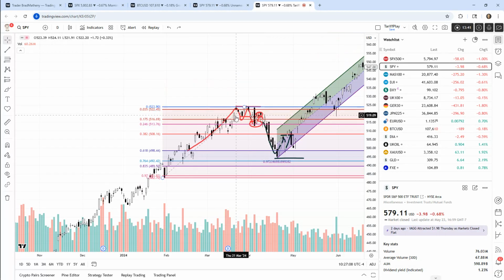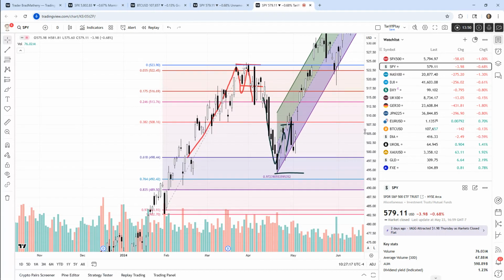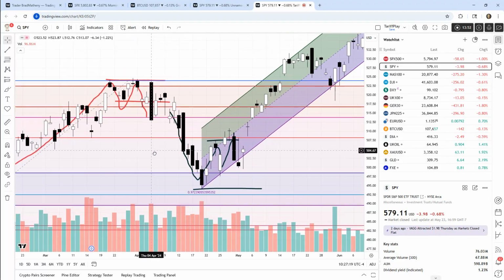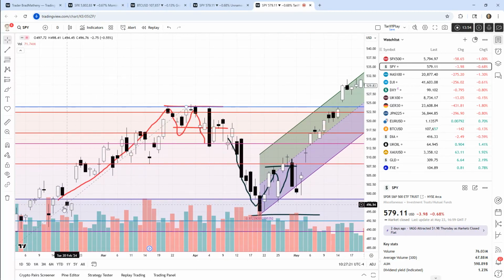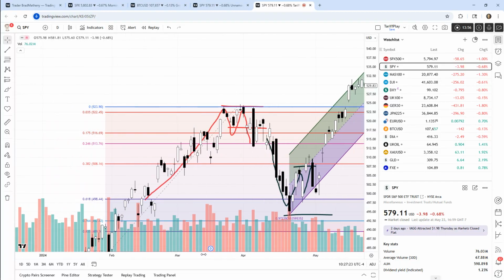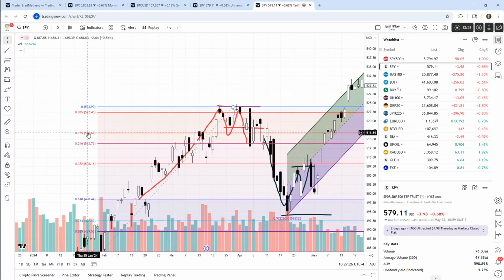Let me get rid of that again. So that's our cradle pattern. Spread this out. What we're looking at is that setup into the Fibonacci level, the 25 to 17.5 level. We want to see that move into that 25 level and then some sort of rejection, ideally. And then this gives us our entry right over in this area. That gives us our rejection.